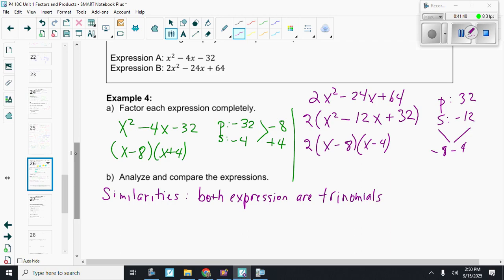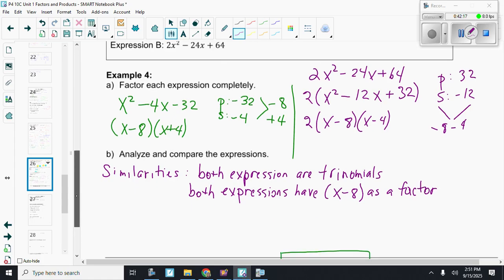Let's look at the factored terms. Oh, both of them have an x minus 8 as a factor. Okay, we're not looking for really deep and meaningful things. We're just looking for similarities and for differences. So the fact that they both have a similar factor: both expressions have x minus 8 as a factor. There we go. I'm going to move that up a little bit.